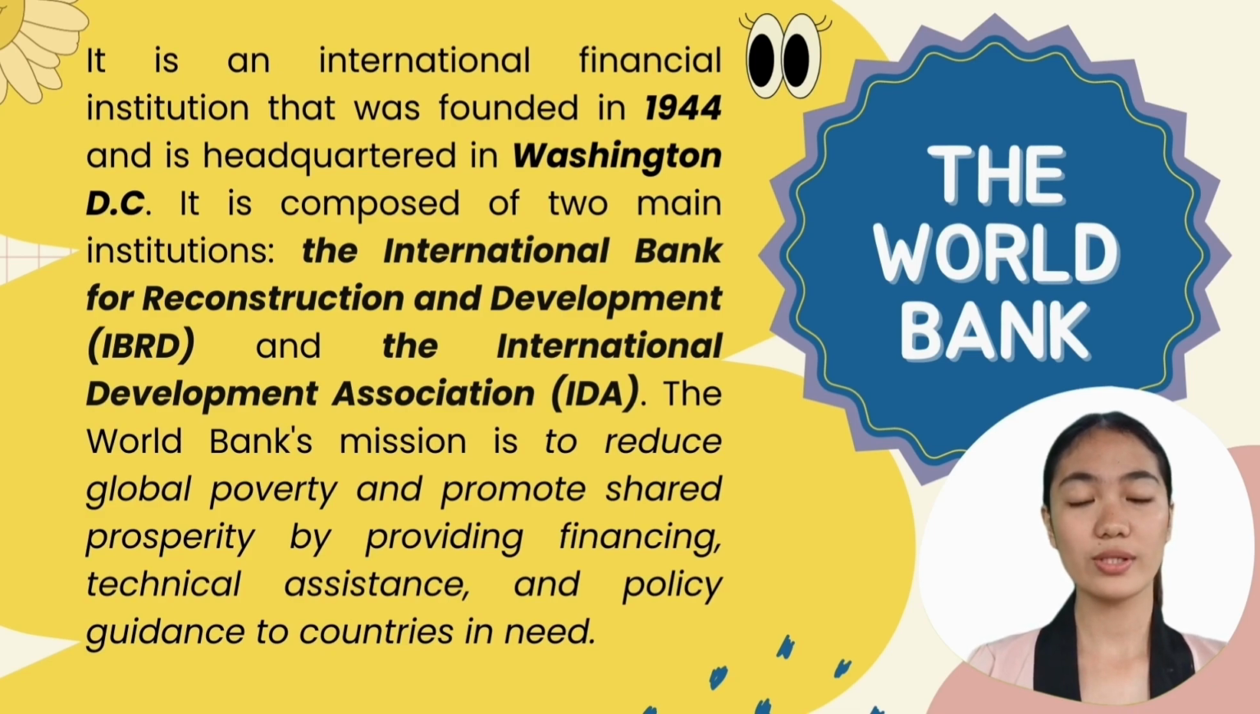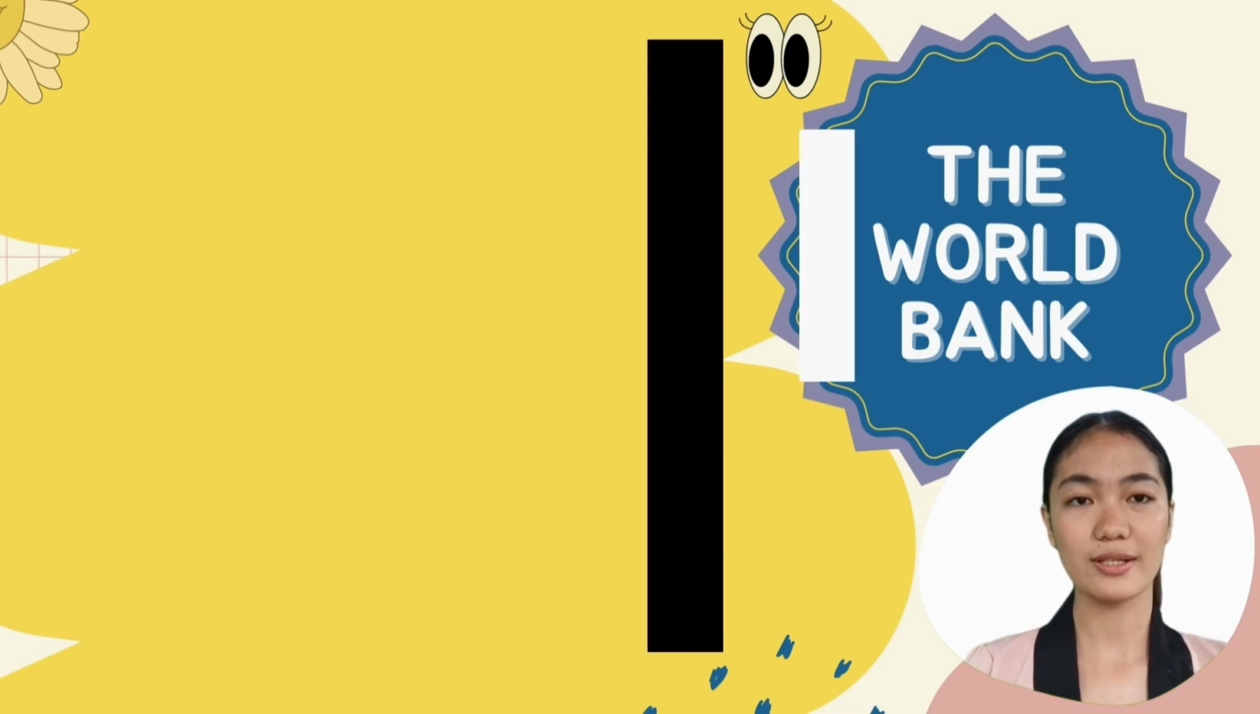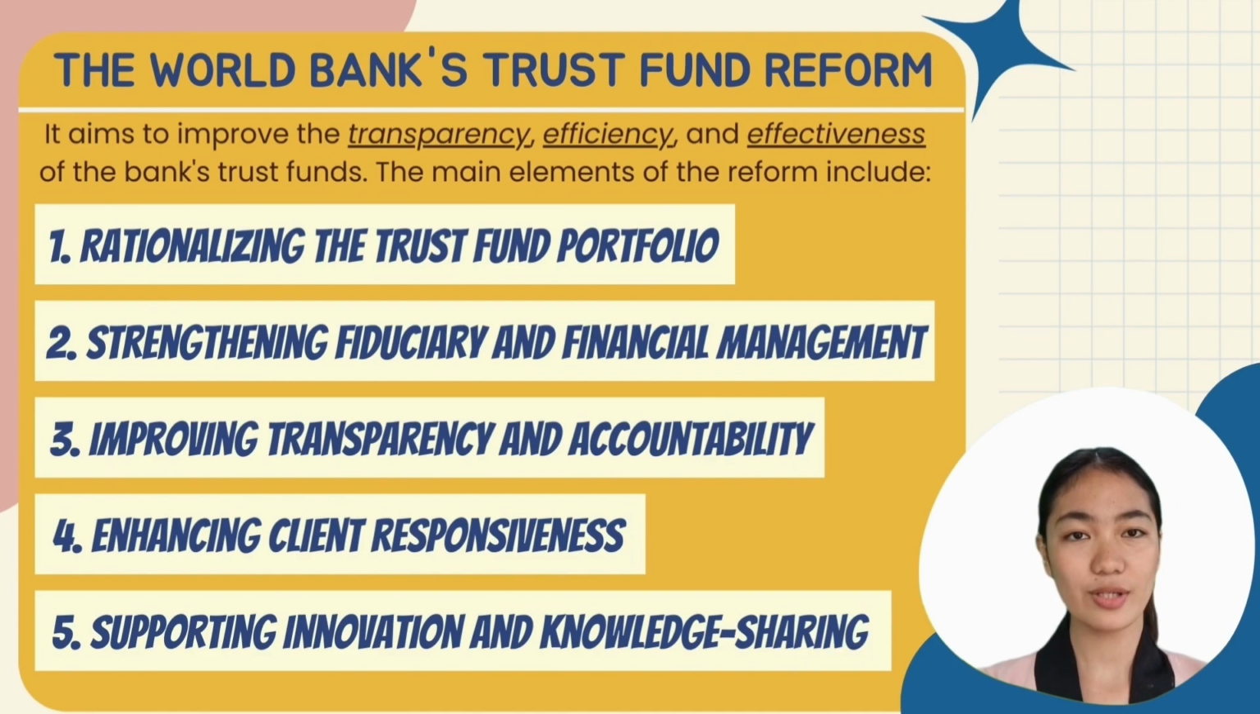It is also focused on achieving sustainable development, fighting climate change, and advancing gender equality. The World Bank works with governments, private sector partners, and civil society organizations to address development challenges and support economic growth in low and middle-income countries. The World Bank's Trust Fund reform aims to improve the transparency, efficiency, and effectiveness of the bank's trust funds.